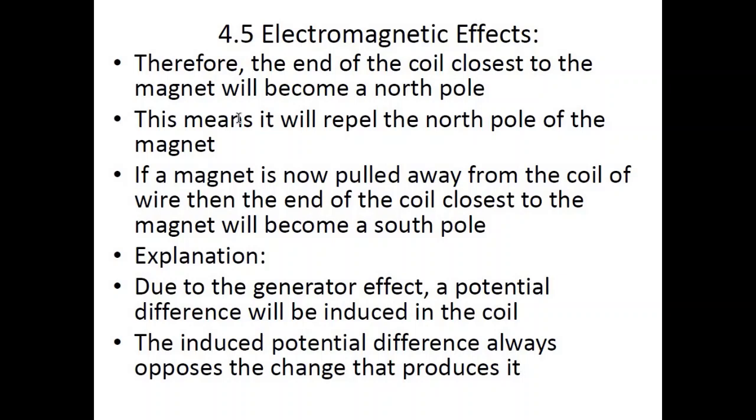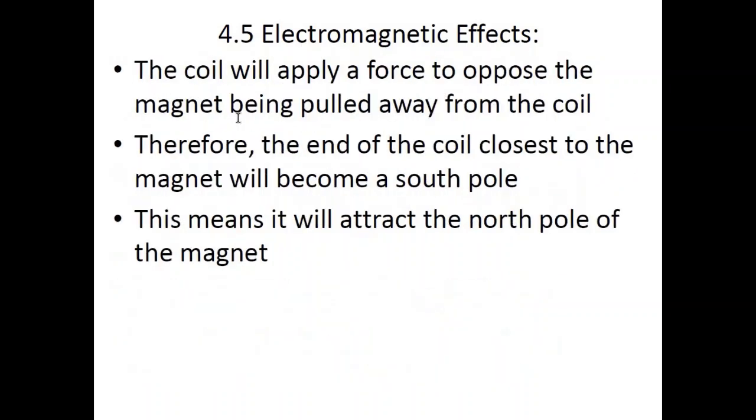If the magnet is now pulled away from the coil, then that end of the coil would become a south pole, so it can attract it. And this would happen due to the generator effect. The induced PD will always oppose the change that produces it. The coil will apply a force to oppose the magnet being pulled away. Hence, that end of the coil would turn itself into a south pole, so it can oppose the motion of the magnet and pull it back.